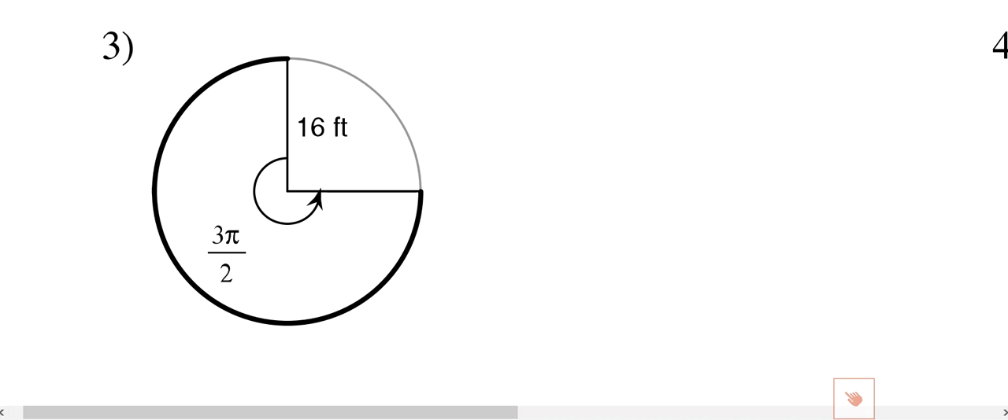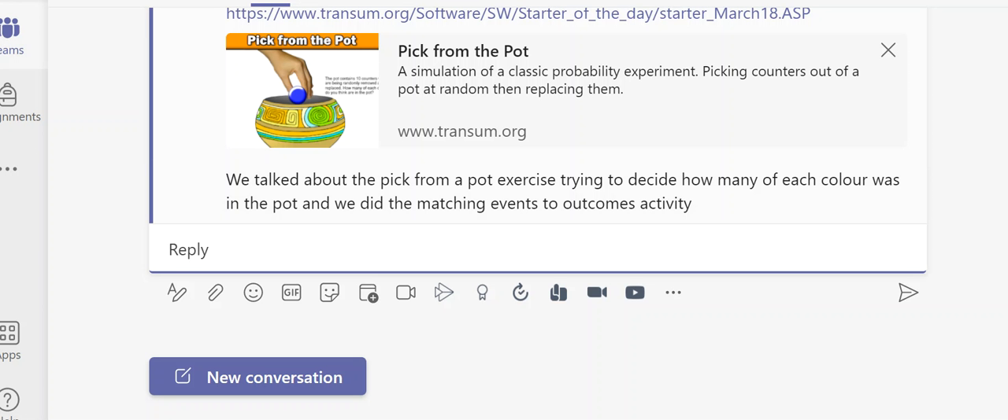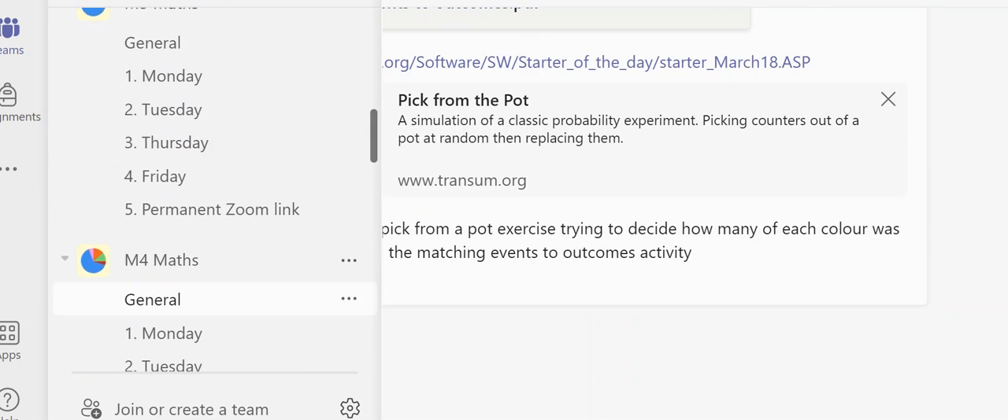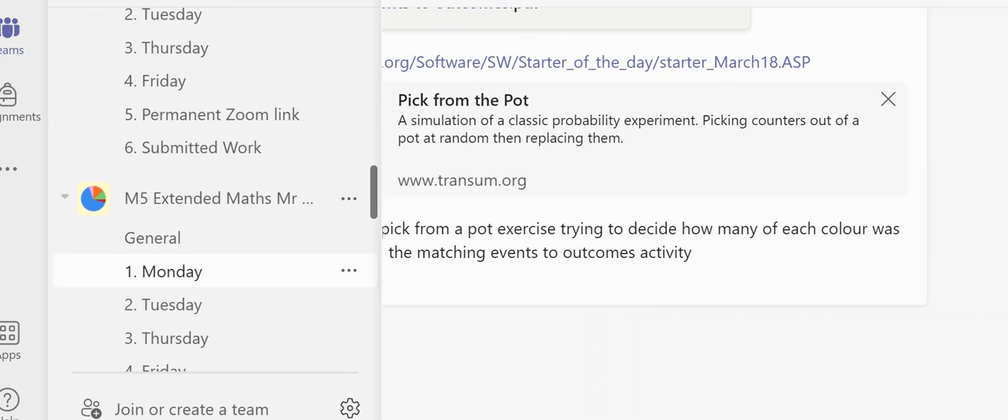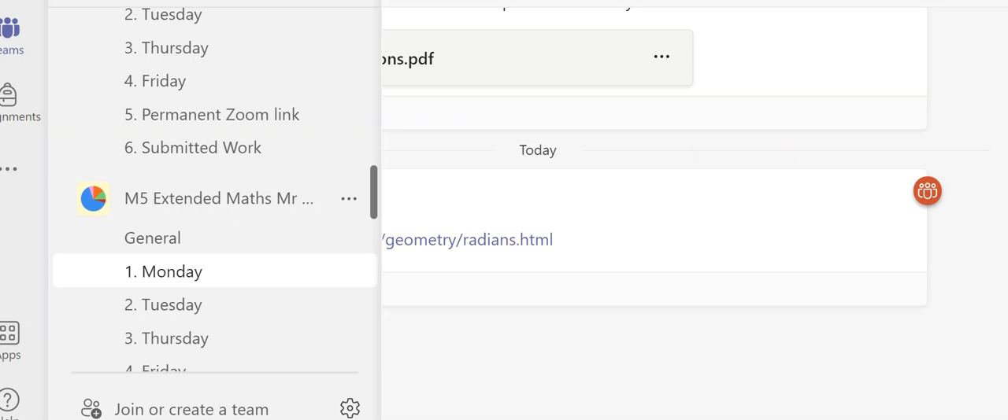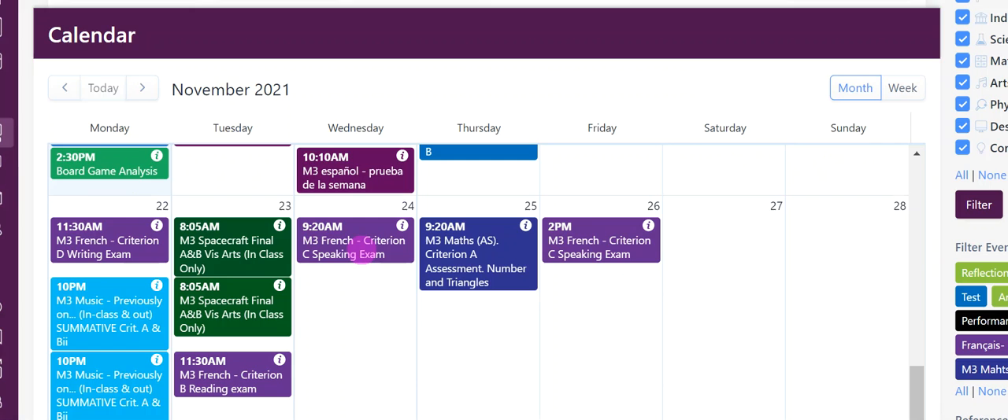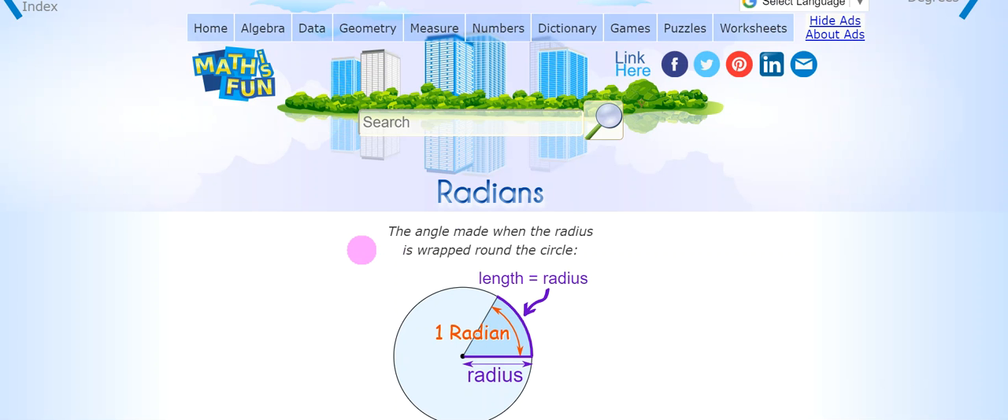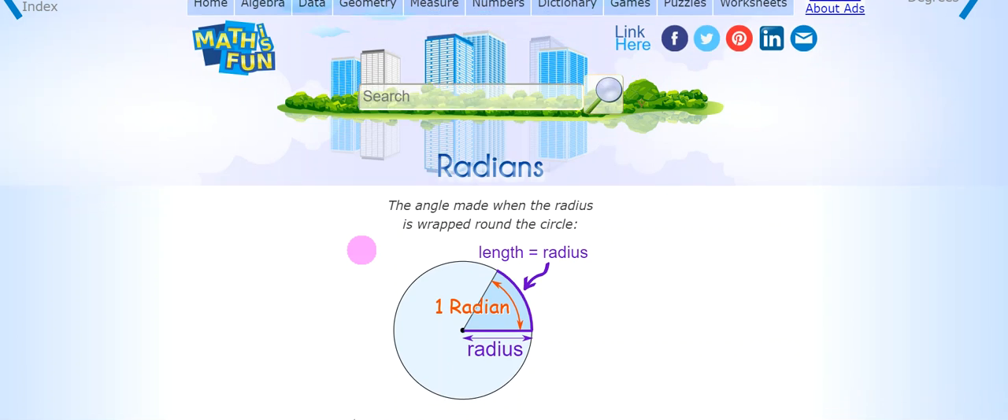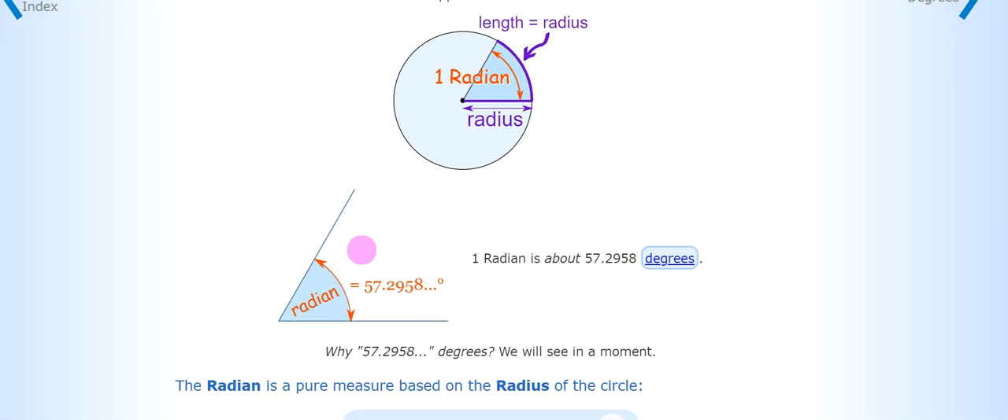So I did put something up for you. Here's my mirror. So this here tells you what a radian is, and it will give you a good idea why it's called a radian. 1 radian is about 57.2958 degrees.